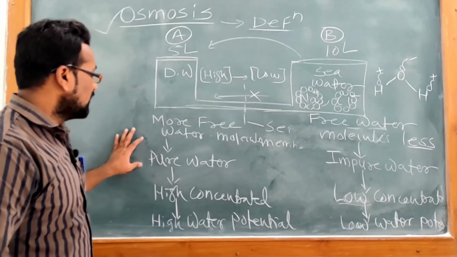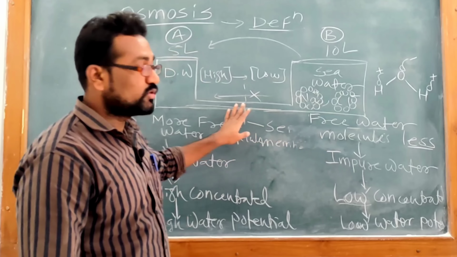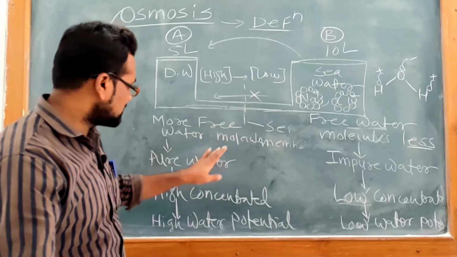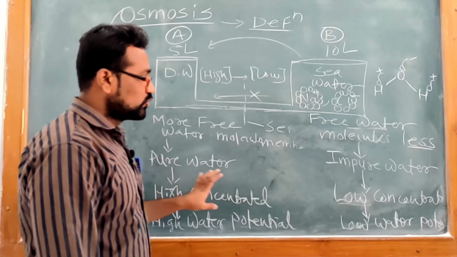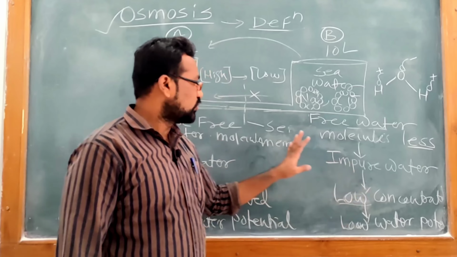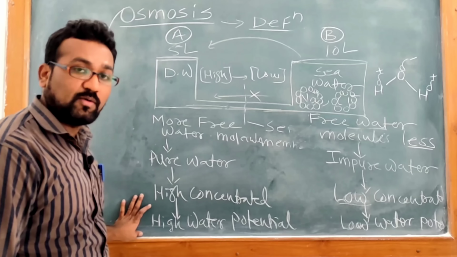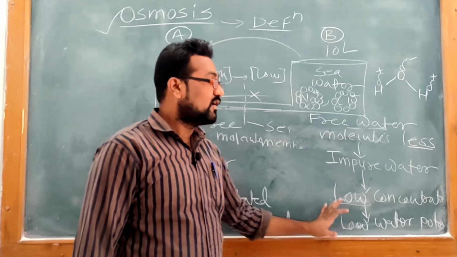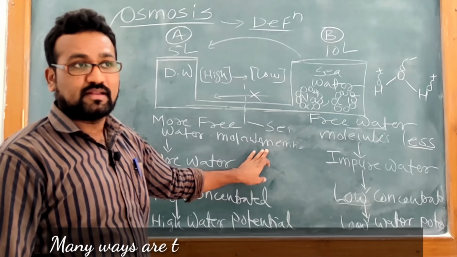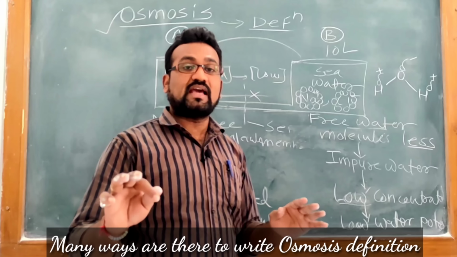or you can say the movement of pure water towards the impure water through the semi-permeable membrane, or you can say the movement of water from its high concentration towards the low concentration through the semi-permeable membrane, or you can say the movement of water from high water potential area towards the low water potential area through the semi-permeable membrane. So there are various definitions of osmosis you can write.